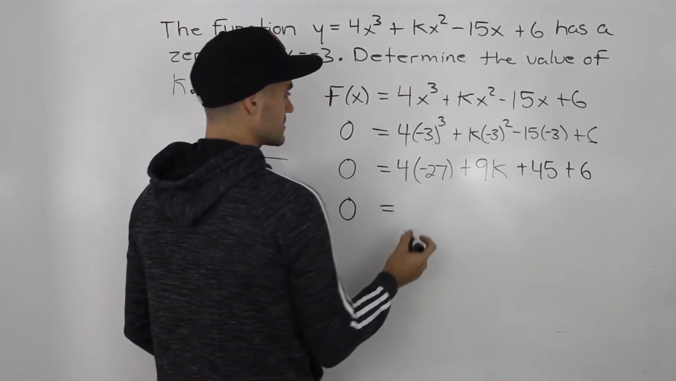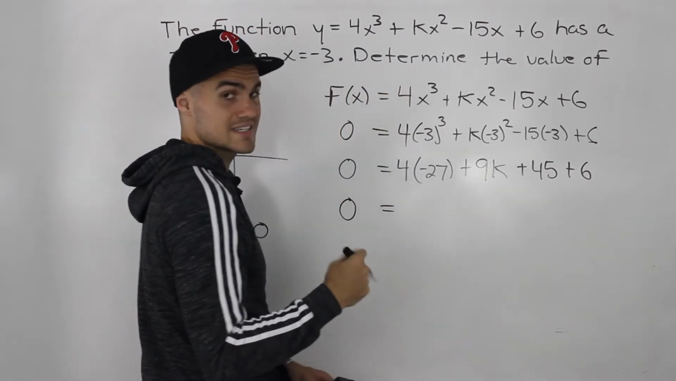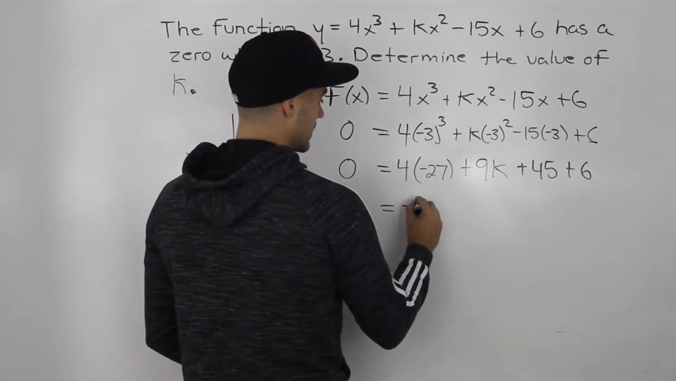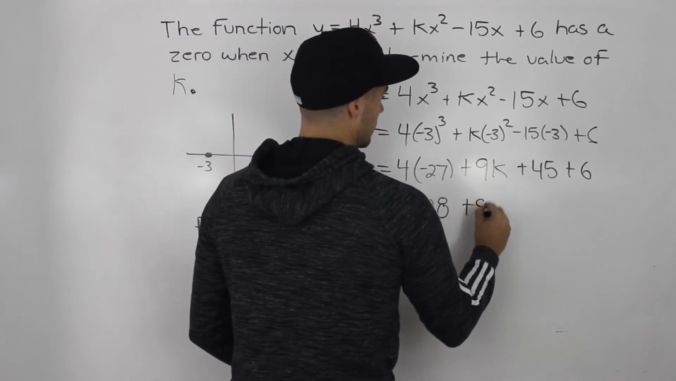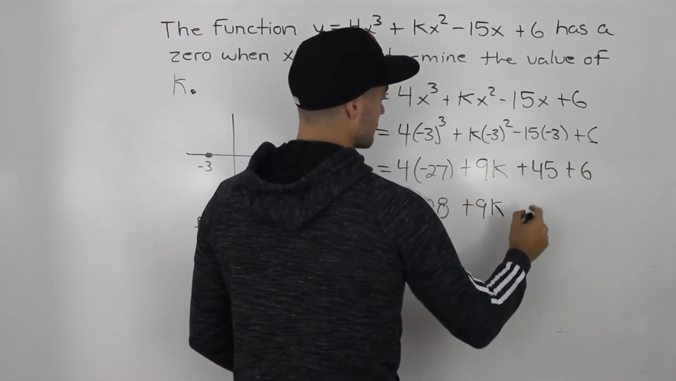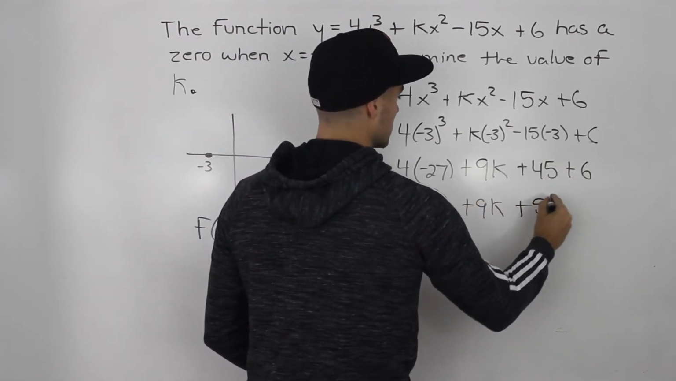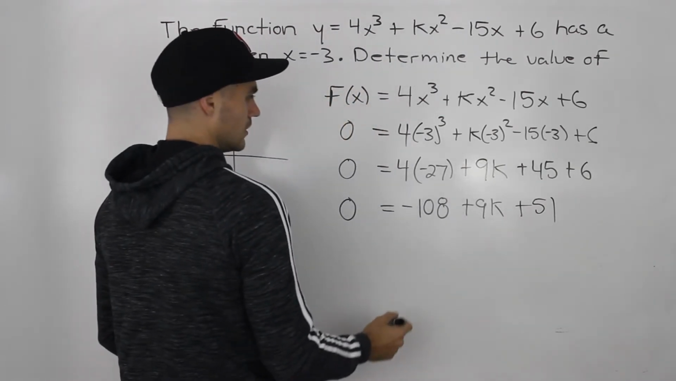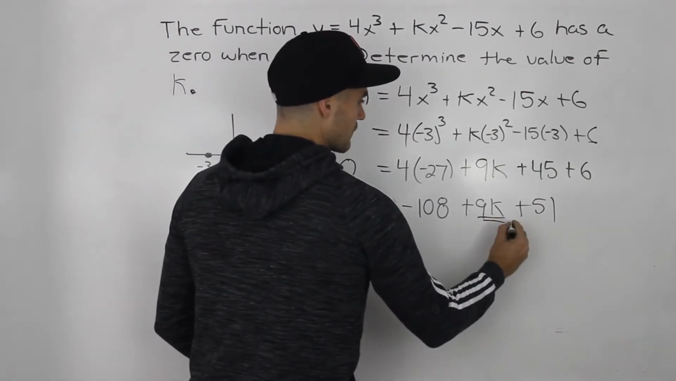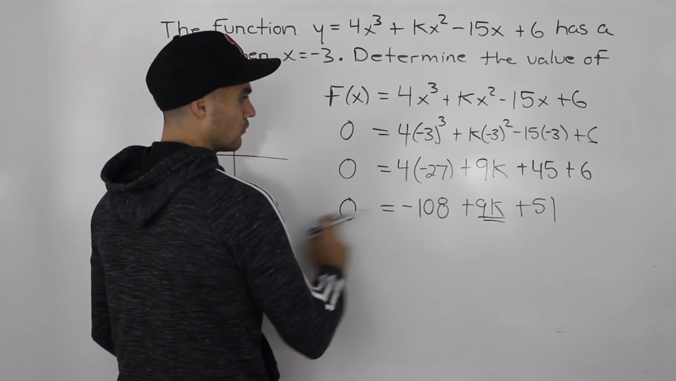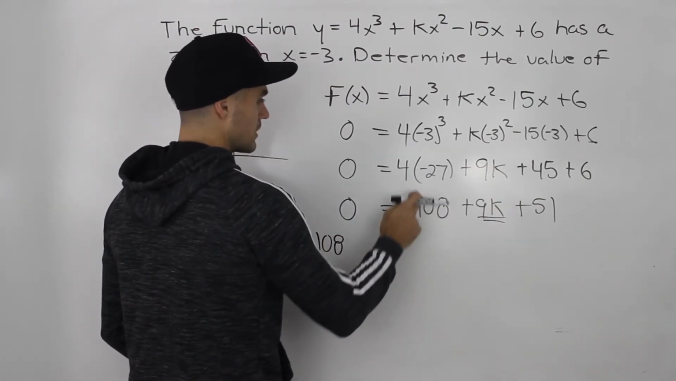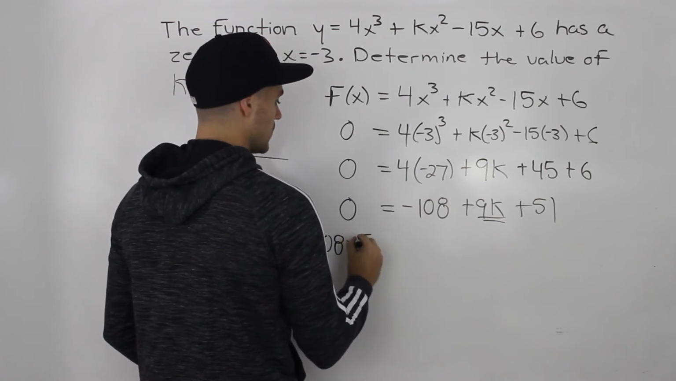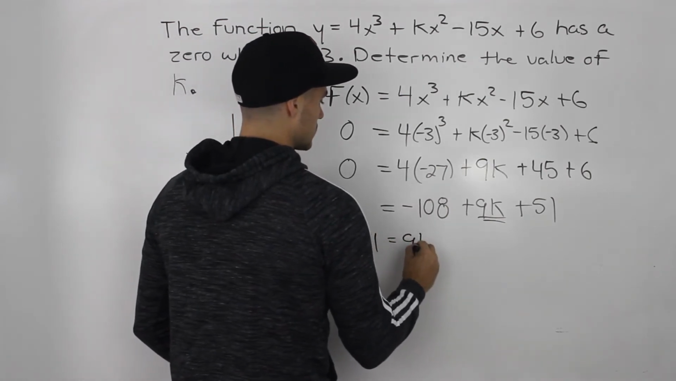So let's simplify this a little bit. 4 times -27, that gives us -108. Then we have 9k here, and then 45 plus 6 would give us 51. So now let's solve for this k value. Let's bring this -108 over and this 51 over. So we'd have +108, right? The sign changes, minus 51 equals 9k.